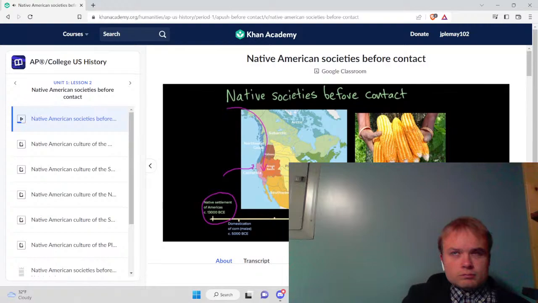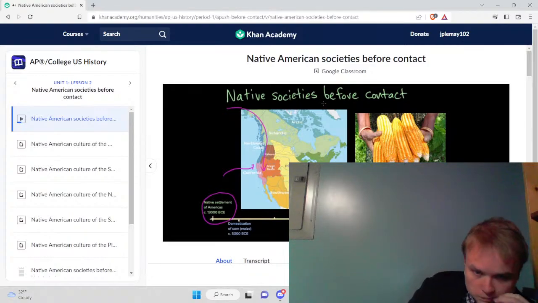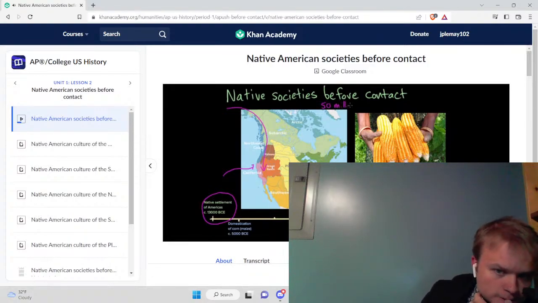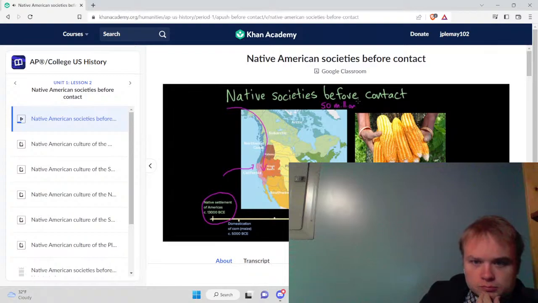Now, however it was that they arrived, they spread north and south and east throughout the Americas, so that by the time that Europeans arrived in the late 1400s, there were perhaps 50 million people. That's kind of a mid-range number for the estimates that historians have made, living in the Americas. And of those, 4 to 6 million were living in North America. So how did these societies develop?